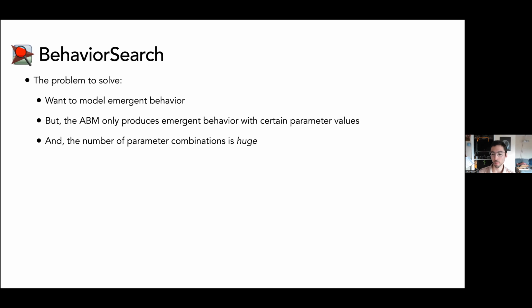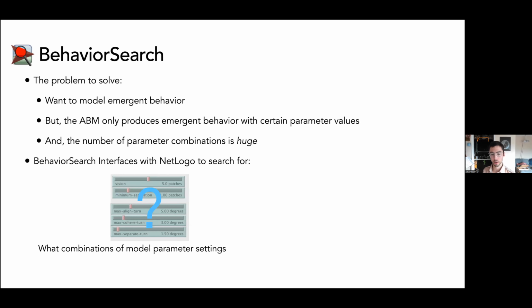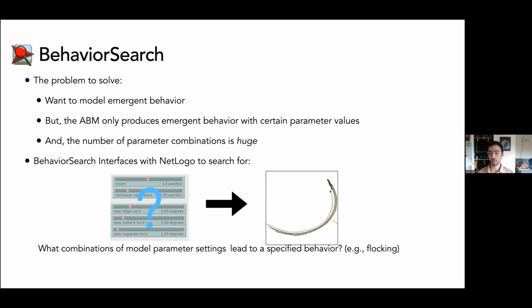If you have just a few parameters, then when you multiply together all the combinations, there are lots and lots of combinations. So BehaviorSearch is actually a separate program, but it comes bundled with NetLogo, and it interfaces with NetLogo to search for what combinations of model parameter settings will lead to specific behavior, for example flocking or whatever it is. One of the first papers written about BehaviorSearch was looking for parameters that would lead to the tightest flocking, and this diagram is from that paper.